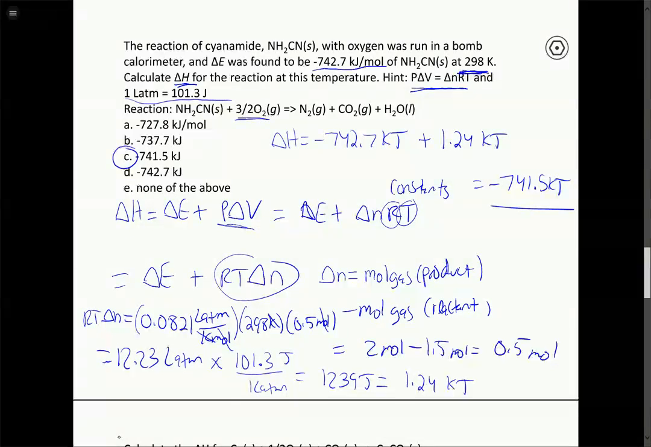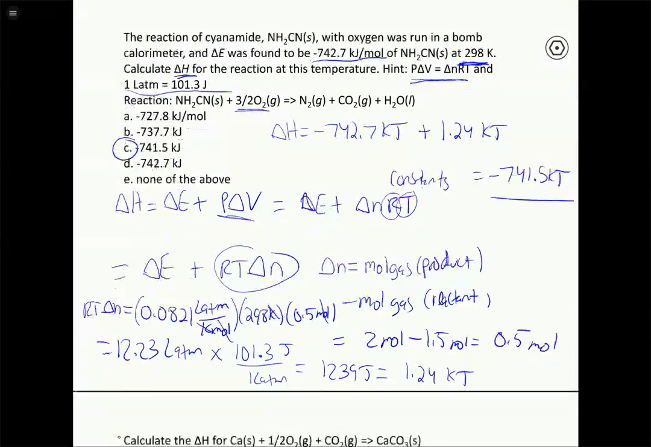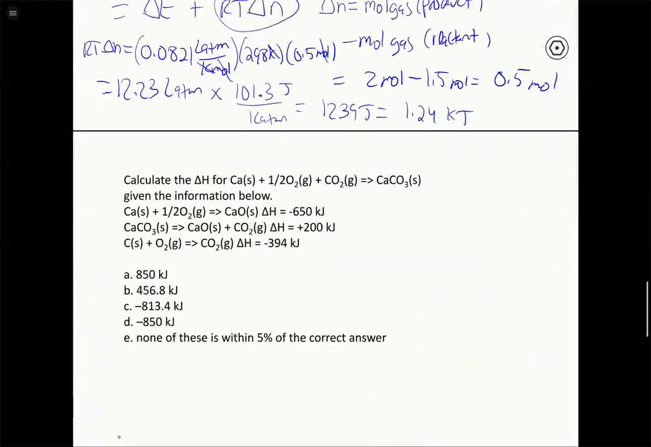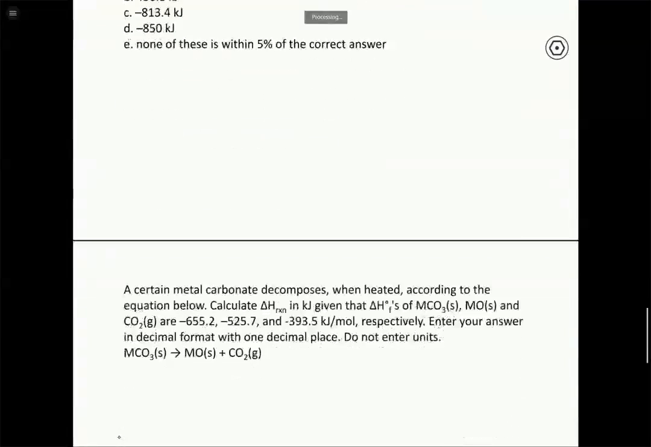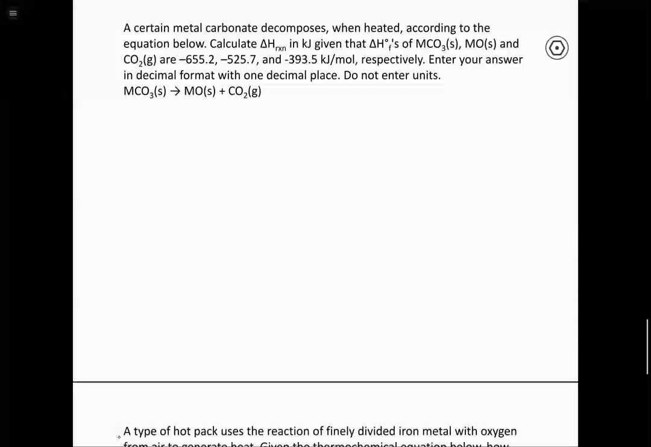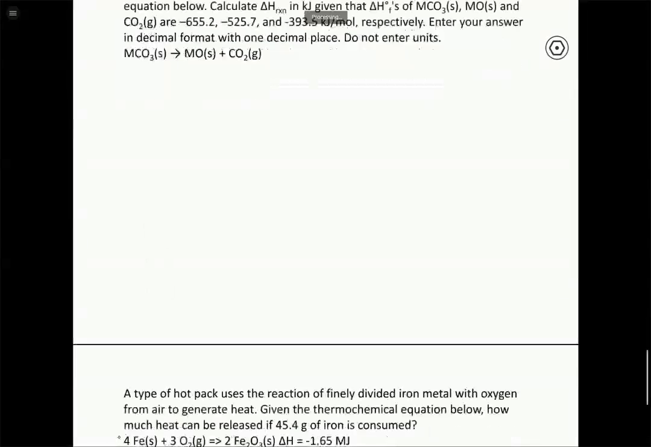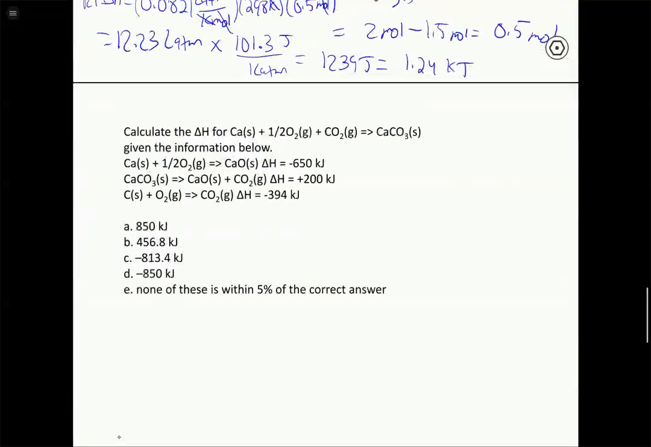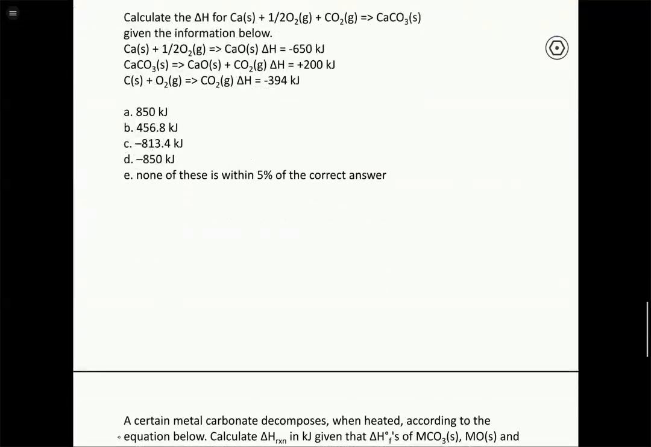Alright, so that one, don't worry about it too much because it skipped ahead a little bit from where we are now, but try to understand at least the concept behind it, which is the relationship between delta H and delta E. Okay, the rest of these now all deal with delta H's, and we're going to look at 2 different ways of calculating delta H, and then finally one last problem dealing with the delta H for a chemical reaction.